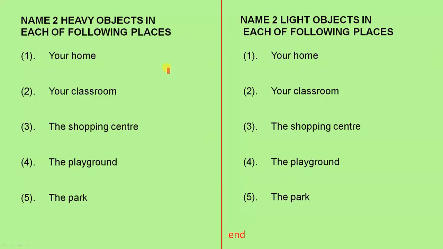Students can name 2 heavy objects in each of the following places: the home, the classroom, the shopping centre, the playground, the park. For example, for the home, they could say the fridge. For the classroom, they might say the teacher's desk, etc. And the same here: name 2 light objects in each of the following places, and you can name many other places if you like, and you can phrase this question in many other different ways.